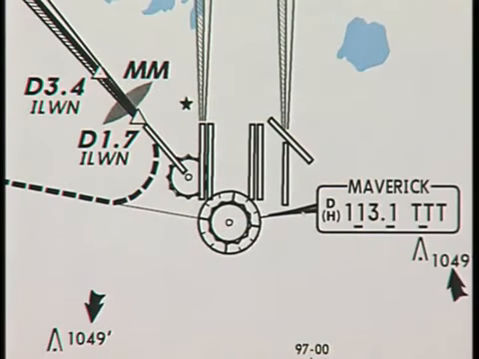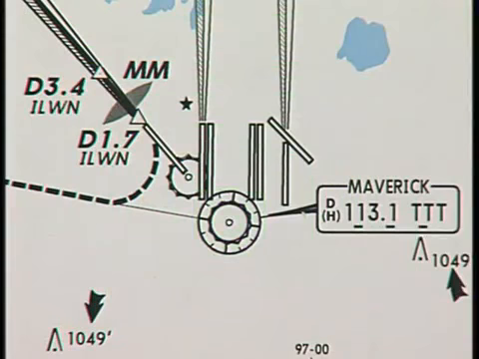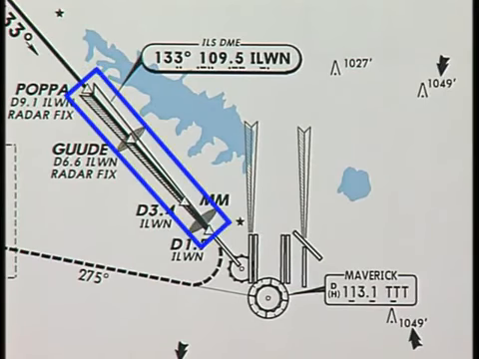Nav aid symbols shown on the plan view are similar to those found on other Jeppesen charts. For example, a VOR is indicated by a compass rose. A TACAN or DME is symbolized by a serrated circle, and a VORTAC or VOR DME is represented by combining the two symbols. Localizer, ILS, LDA, SDF, and MLS course approaches are shown as a half-feathered arrow.